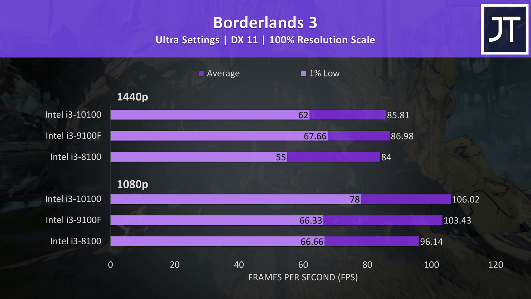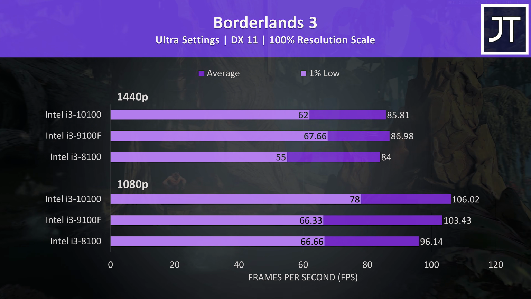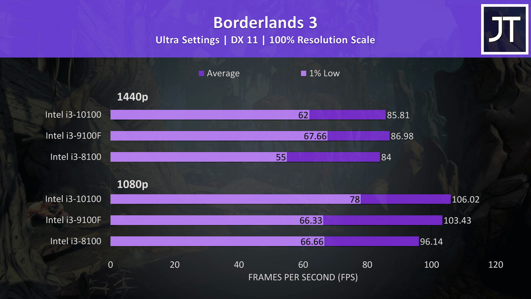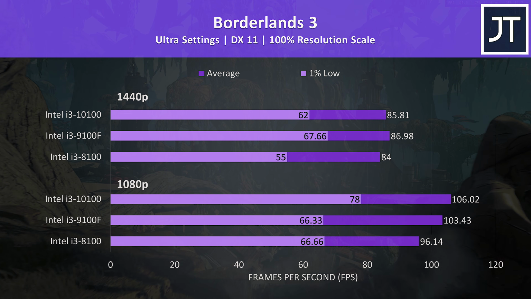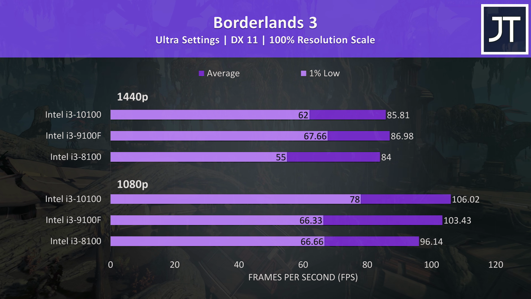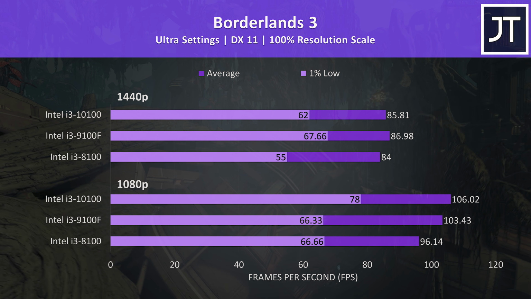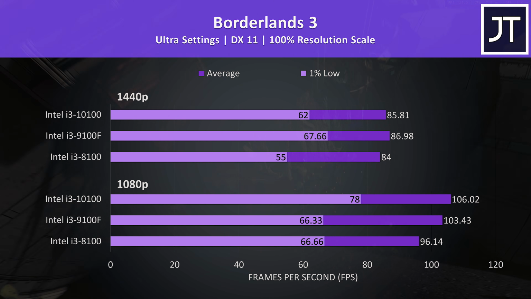Borderlands 3 was tested using the game's built-in benchmark. Again, not too much of a difference in terms of average FPS, though the 1% lows were a little odd, with the 9100F seemingly doing better there at 1440p, but then about the same as the 8100 at 1080p.